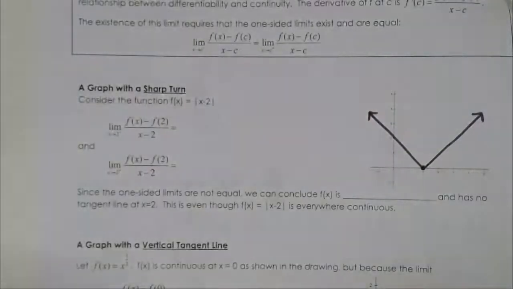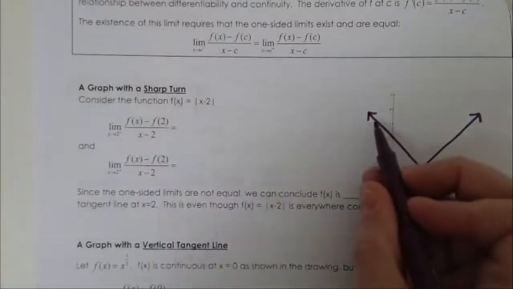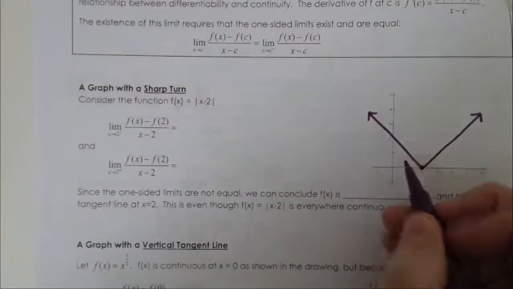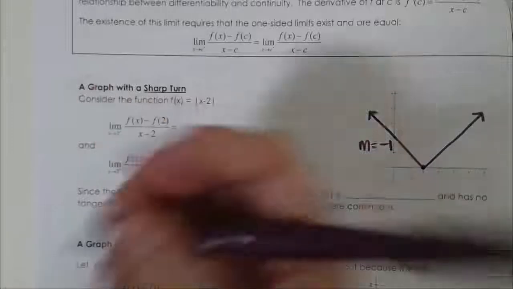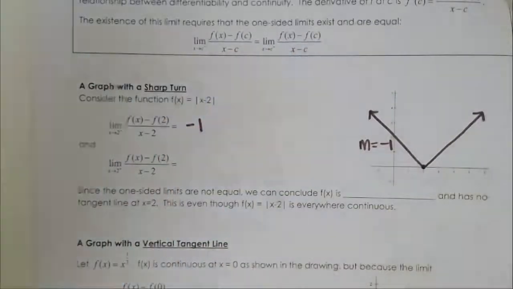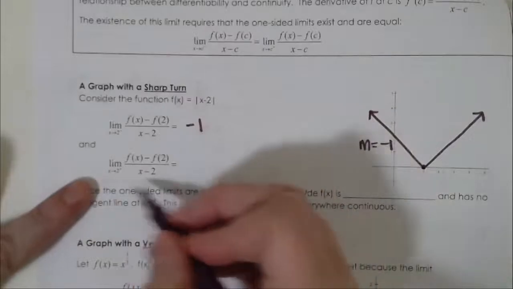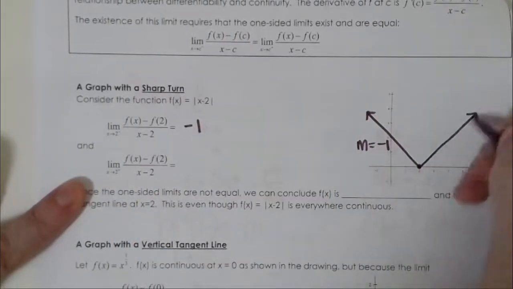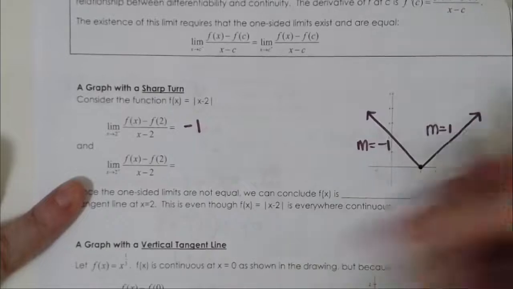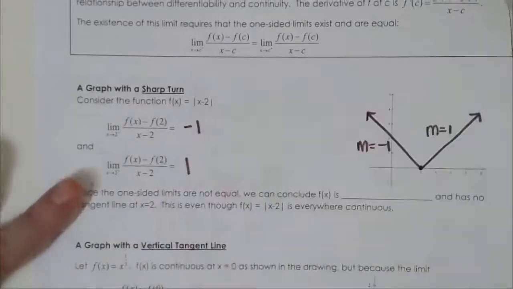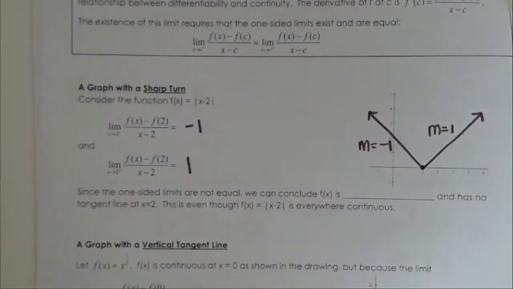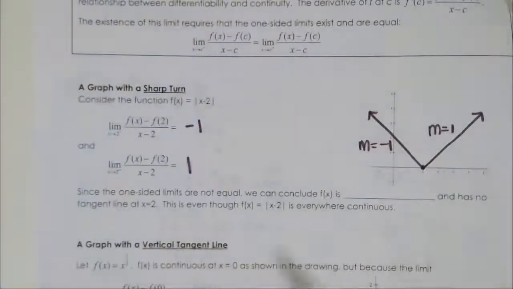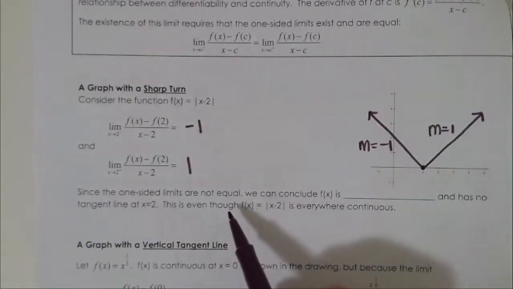So since we know that the derivative is slope, if I do the derivative from the left, the slope of this line right here has a slope of negative 1. So if I evaluated this limit, it would end up being negative 1. If I look at the derivative from the right, this is a positive slope, a positive 1 slope. So if I evaluated this limit, it would have a value of 1. And you can see that the limit from the left does not equal the limit from the right.